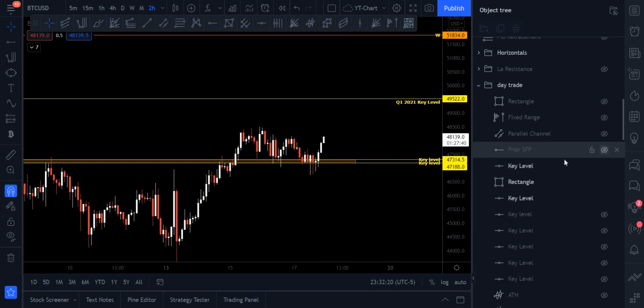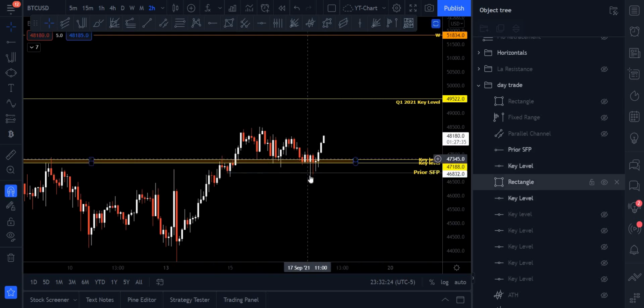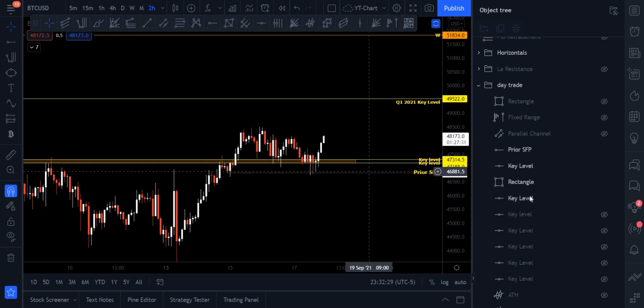And you had a very nice prior swing failure pattern right here where the lows were taken and then reversal to the upside. You can see we came back down. It was defended once more and then up we go. So this would have been your invalidation level. For me, I was really looking for this box.